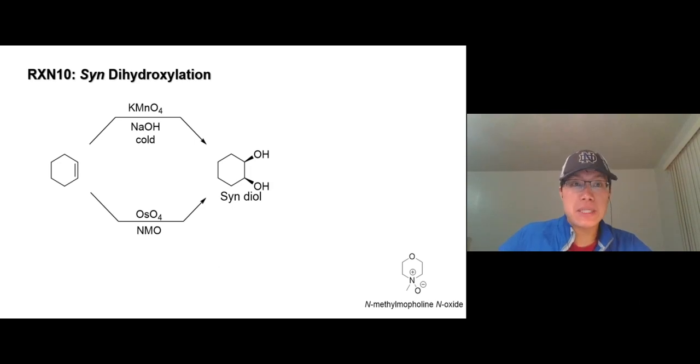All right, reaction number 10. This is going to be syn dihydroxylation. We're still adding two alcohols onto alkenes, but the stereochemistry is syn. Look right here. All right. There are two ways to do that.